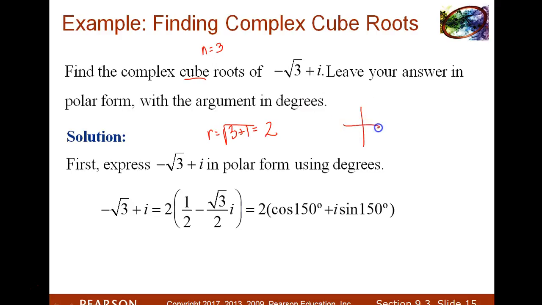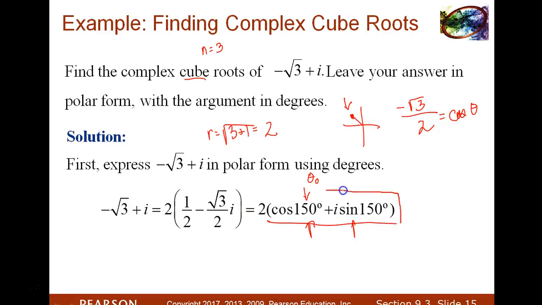Well, I know if I'm at a negative radical 3, 1, I'm kind of like right here. I'm in the second quadrant, so I'll say, let's find cosine. X divided by r is my cosine. What angle has the cosine of a negative radical 3 over 2 when I'm in the second quadrant? 150. This is theta naught, right? That's that starter. This is the one that we're going to be taking the root of. So we're going to start with this and break this up.